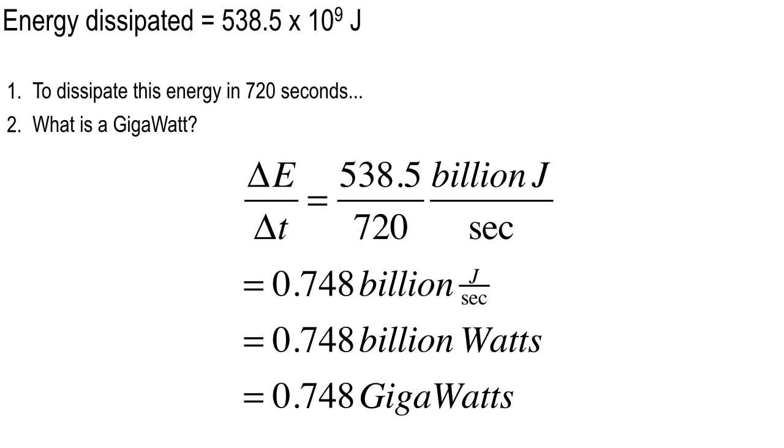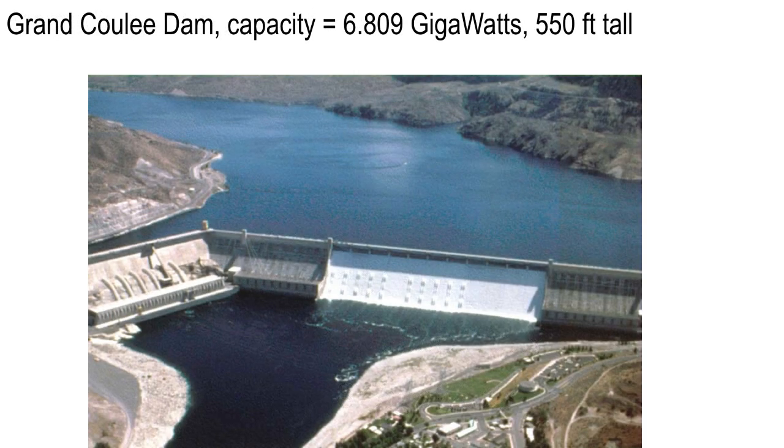A gigawatt is a unit of power, and the biggest dam we have in the United States, Grand Coulee, produces at full power, when everything's running, 6.809 gigawatts. When this lake is at its full capacity, and they're running all the turbines down here in the powerhouse. And my wonderful students, that is about 8 or 9 times bigger than what the space shuttle has to dissipate.